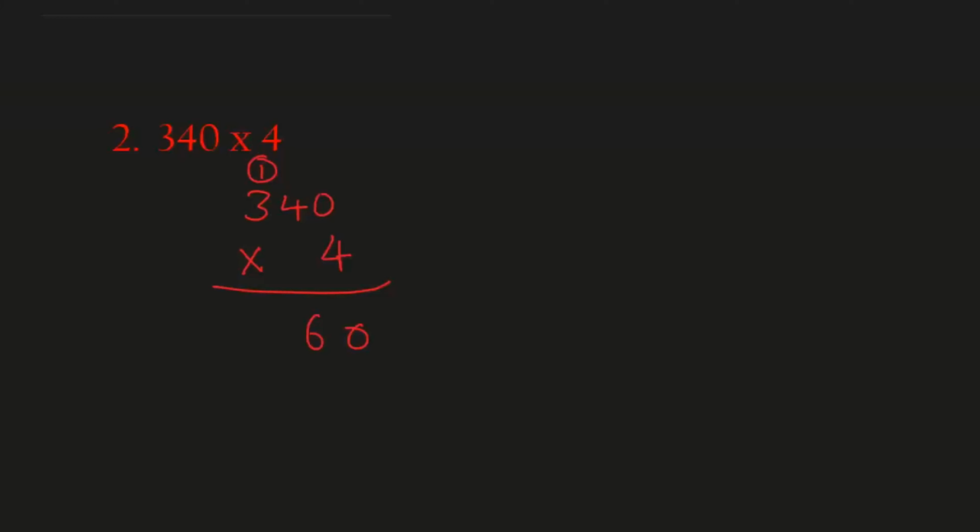Now 4 times 3, so 4 times 3 equals 12, and 12 plus 1 is 13. So we put 13 over here. And then let's box it because that's our answer. Equals 1,360.